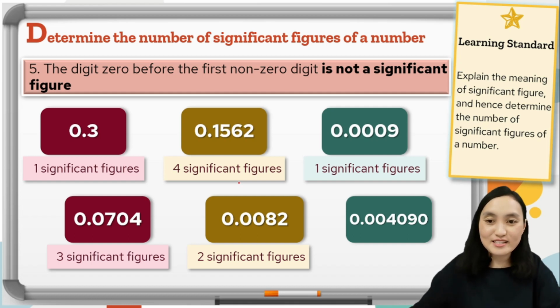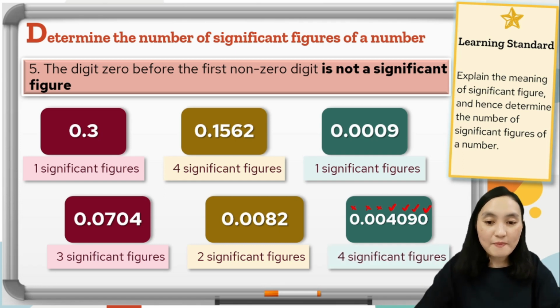And the last one, 0.004090. How many significant figures are here? This is definitely not calculated. This is yes, yes, yes. How about this? Yes, this is calculated because it is after the decimals. So there are 4 significant figures in 0.004090.